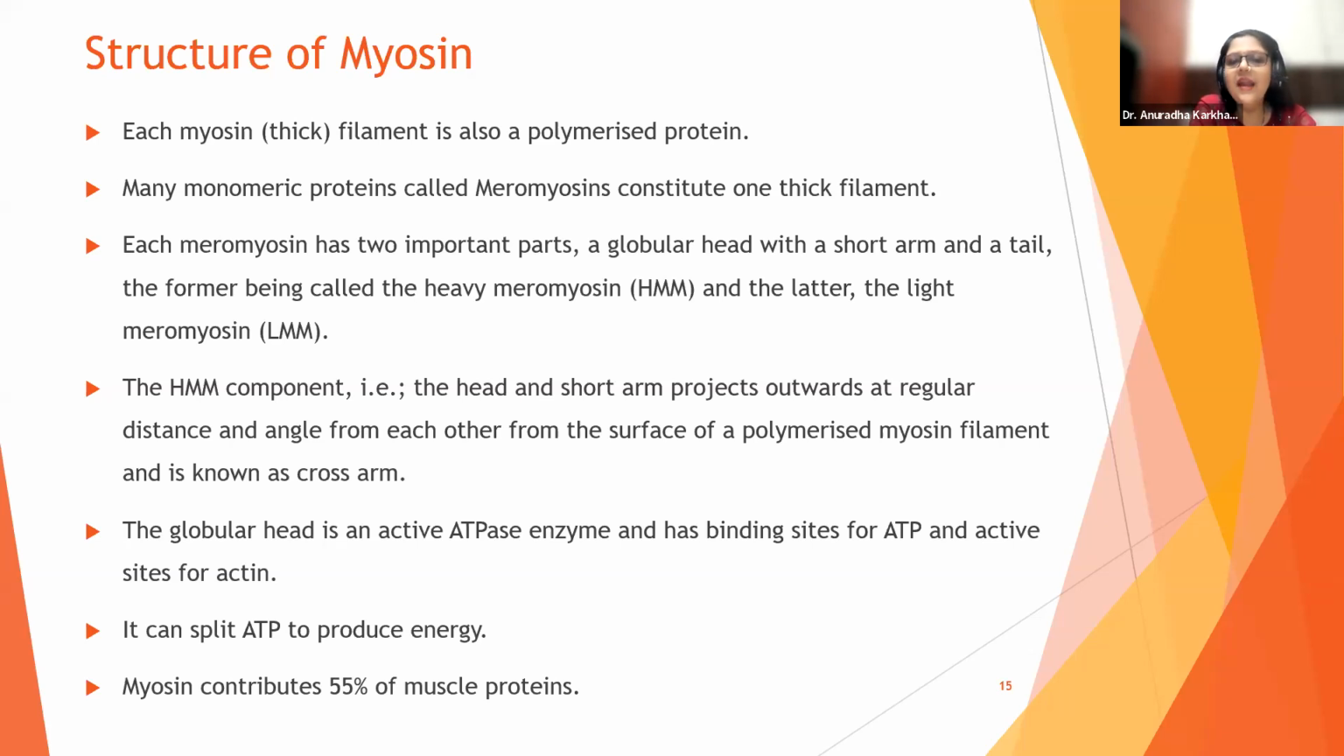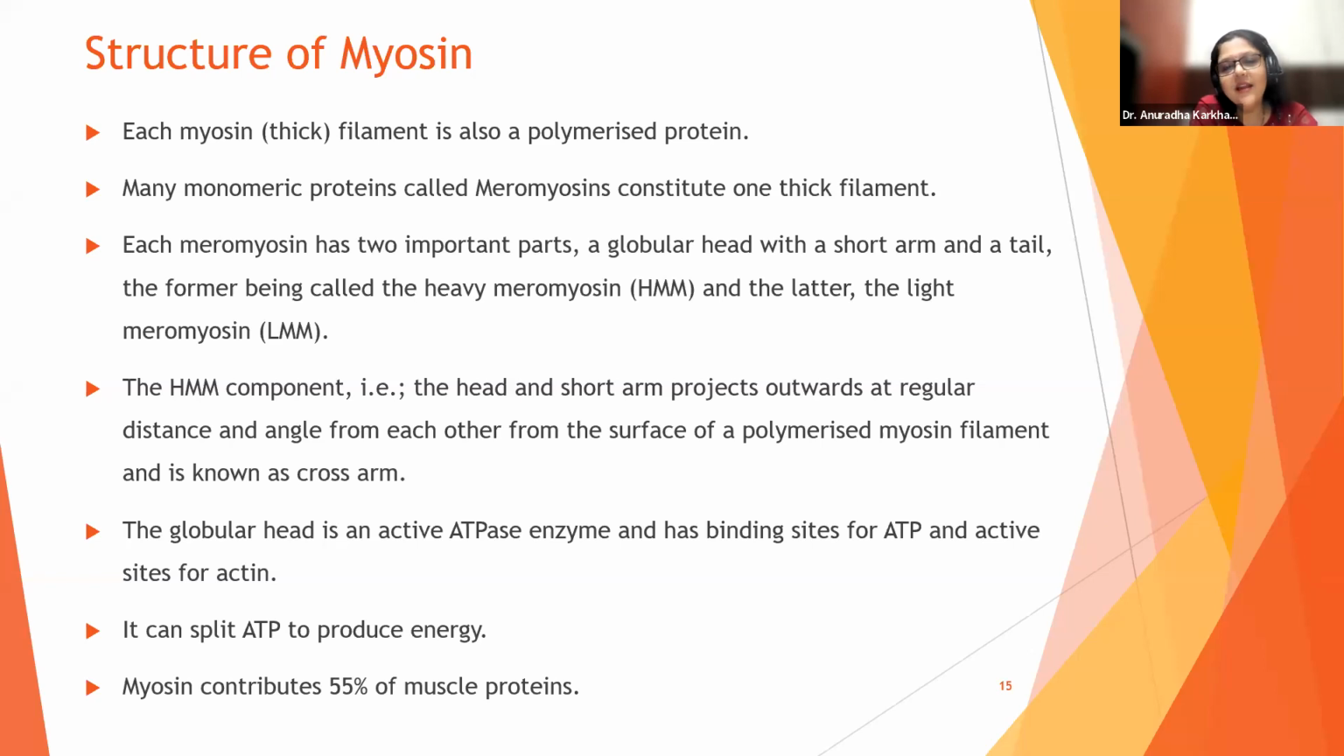So this globular head, what is it going to have? An active ATPase enzyme. You know already. In the respiration chapter, we have seen the ATPase enzyme, the one which is going to be responsible for ATP synthesis. And it has also got a binding site for ATP and an active site for actin. So see, actin had a site for myosin and myosin has a site for actin.